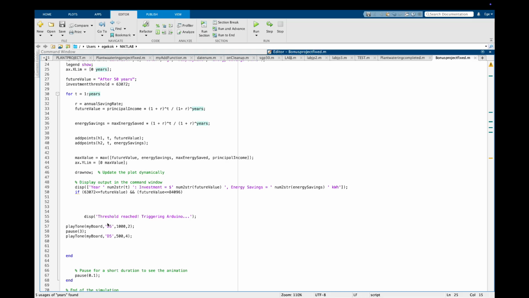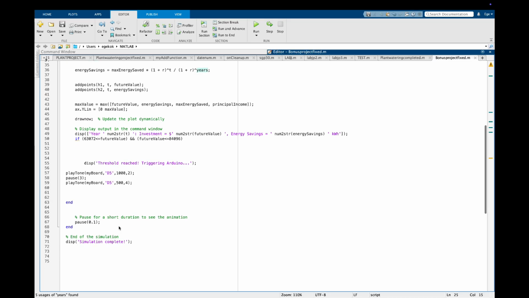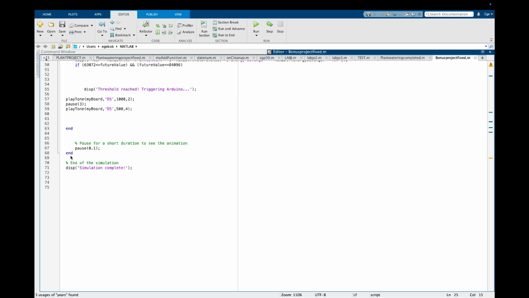displaying a sound. And I found this idea very creative because engineers or software companies would be given a signal that their project is working out, so they would be able to make funds for the country. And that's pretty much it for the code. After the end statement, the code ends, and the command window then displays simulation is complete. So now let's run the function.